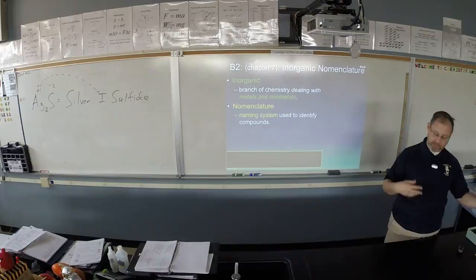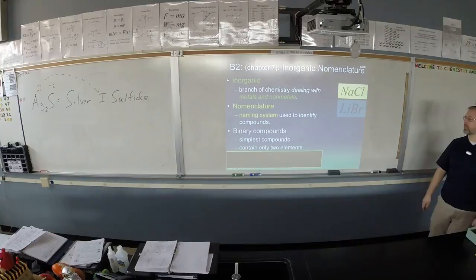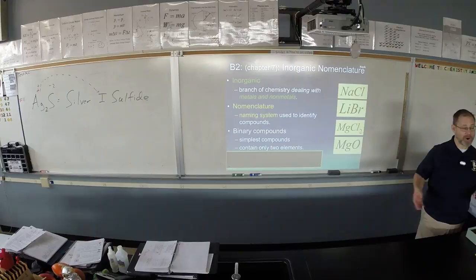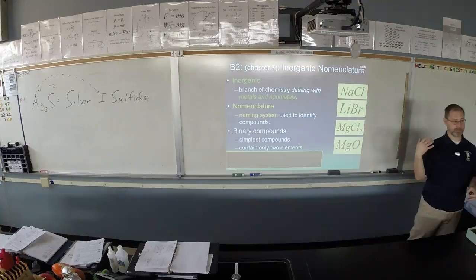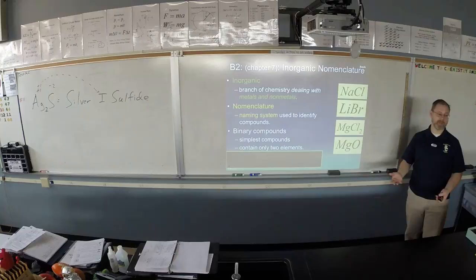Binary compounds are the simplest type of compounds. They're composed of one positive thing and one negative thing, and that's primarily what we're going to focus on in this class. One cation, one anion. Binary means two things. One plus, one minus. And here are four binary compounds.